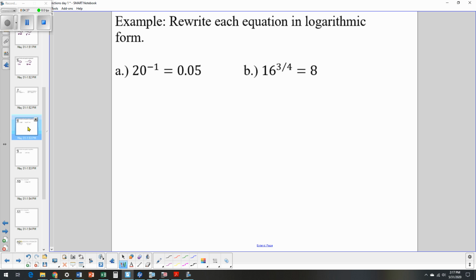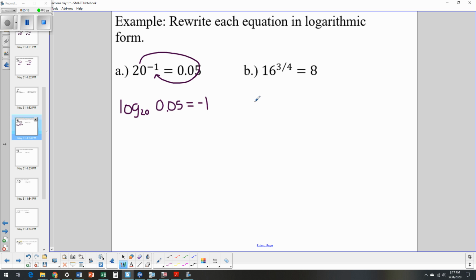Now we're going to go the other way. We're going to rewrite the equation in logarithmic form. So I'm going to do the same thing. This is going to end up being my base. This is going to end up being the y value. And then this is what it's going to be equal to on the other side. So this is log base 20 of 0.05 equals -1. I started at the 20, of the 0.05 equaled the -1.